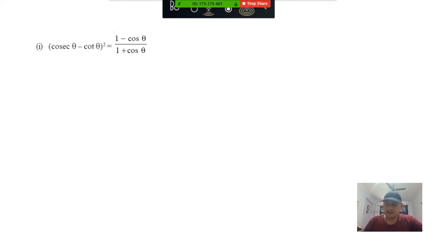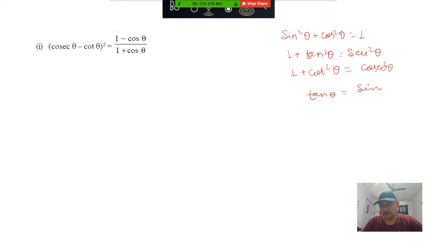Before that, I just tell you in short that in all these 10 questions we are going to use only 3 formulas. The first formula is sin square theta plus cos square theta is equals to 1. Another identity we have is 1 plus tan square theta is equals to sec square theta. Next one is 1 plus cot square theta is equals to cosec square theta, and one formula we are using in this one, that is tan theta is equals to sin theta upon cos theta.